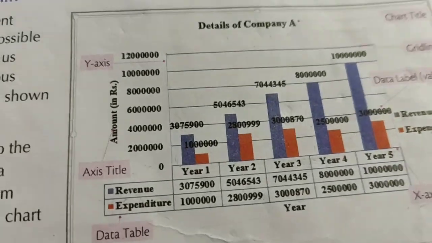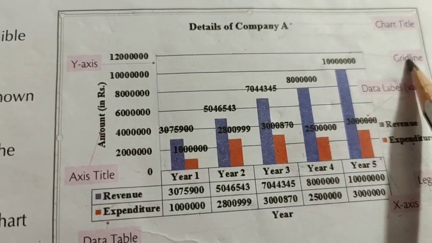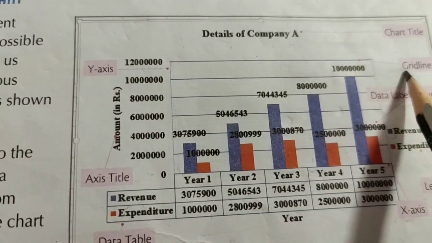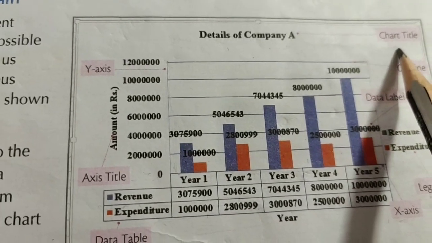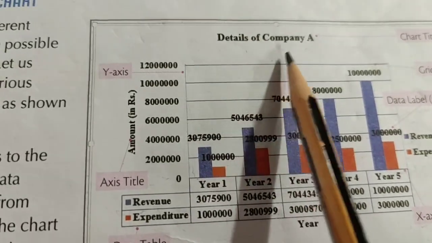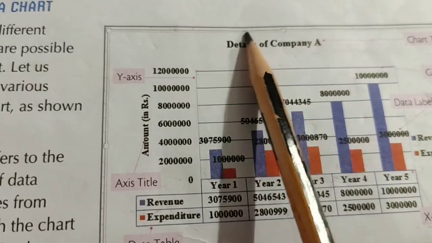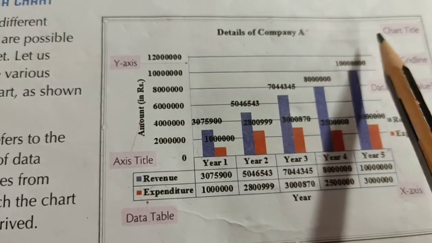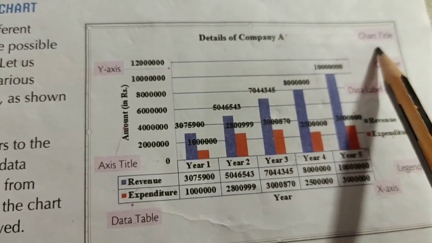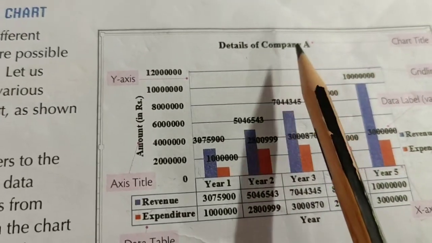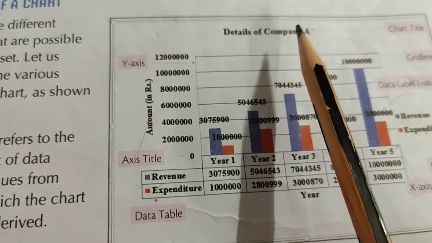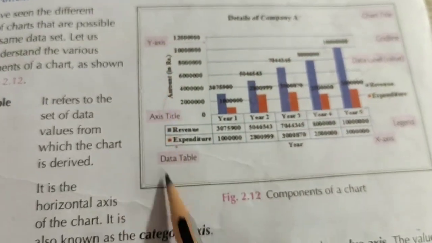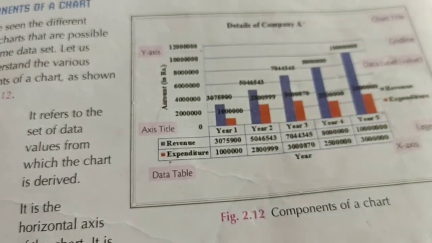Okay. Now comes the grid line. This is the grid line. These lines we call grid lines. Now the chart title. Now you see, details of company A. The name which you give to the chart at the top, this we call the chart title. Clear? This is all about the components of a chart.